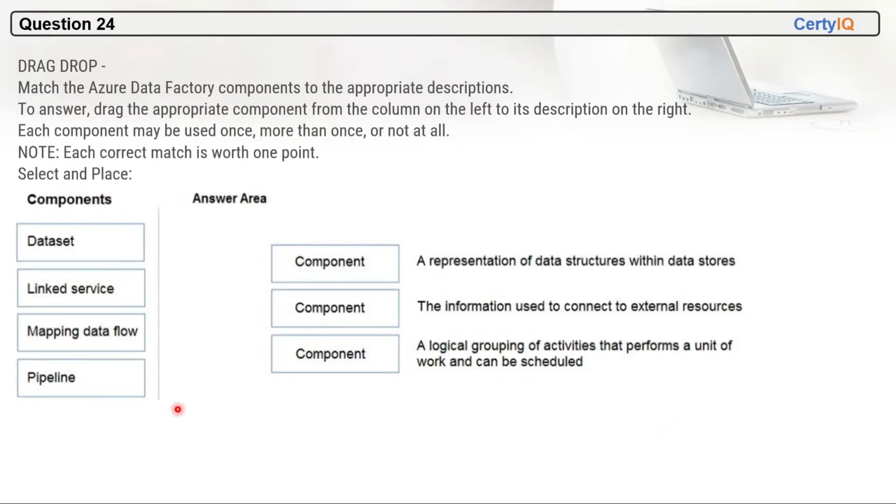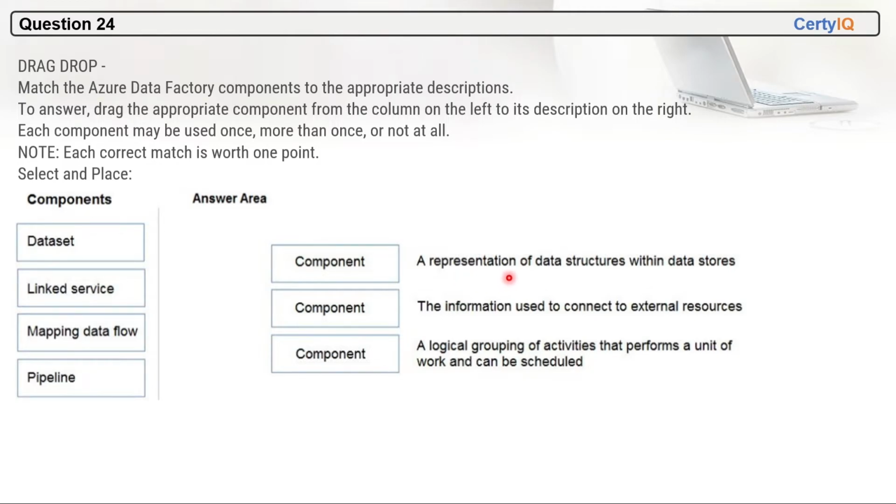Question 24. Again, drag and drop type question. Match the Azure Data Factory component to the appropriate descriptions. To answer, drag the appropriate component from the column on the left to its description on the right. Each component may be used once, more than once, or not at all. Each correct match is worth 1 point. Okay, these are the components, and these are the descriptions, right? So we have to choose and put here.